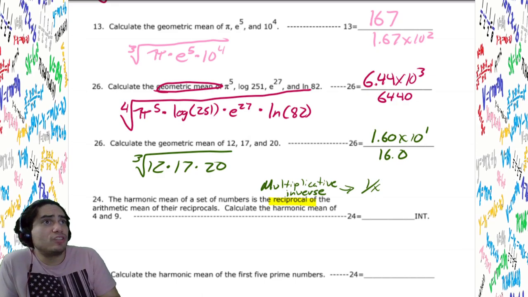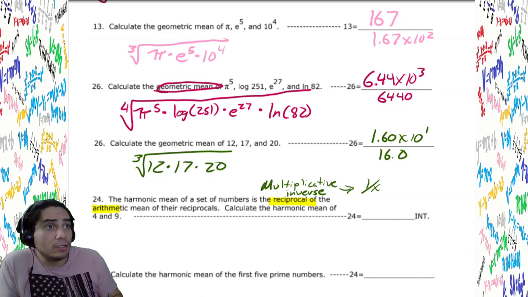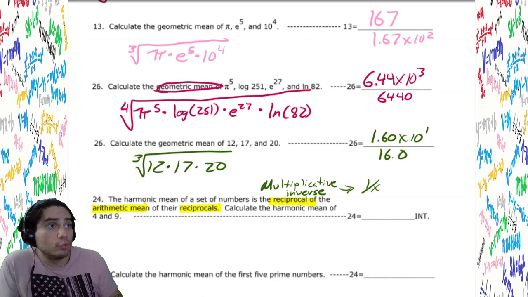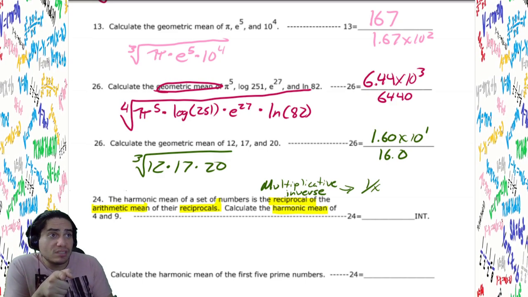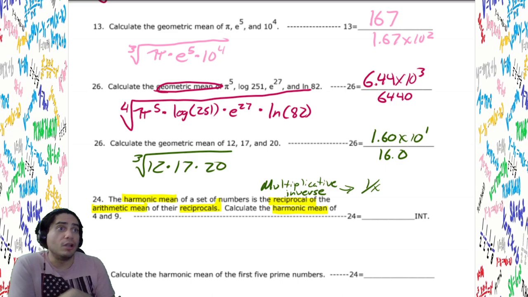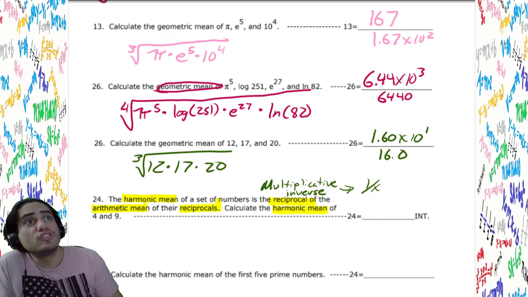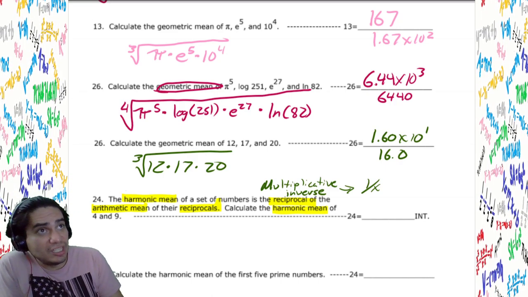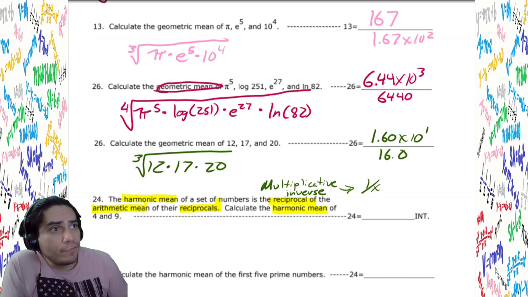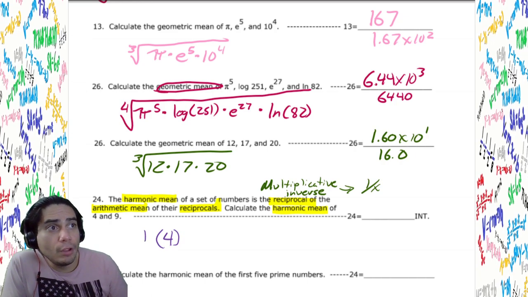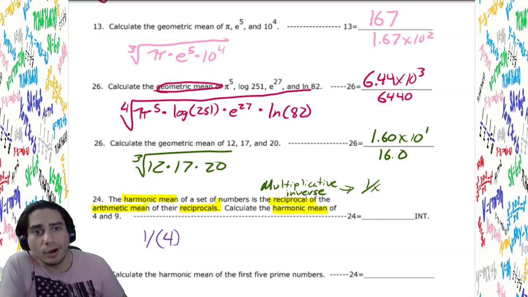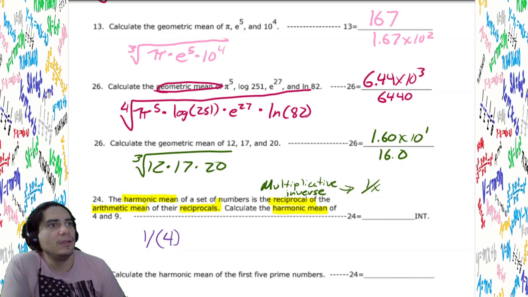But we're gonna have to use the arithmetic mean of the reciprocals, okay? So we need to find a harmonic mean. Remember, this is all about this super important formula, of 4 and 9. So what we gotta do is this. We're gonna have 4, but not just 4. We're gonna have 1 over x of 4. That's 1 over 4, okay?